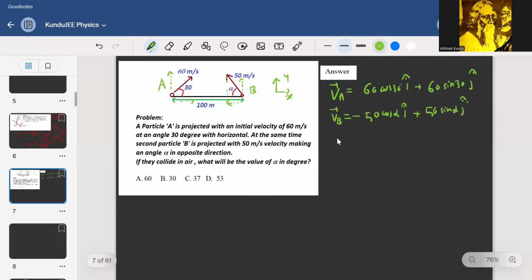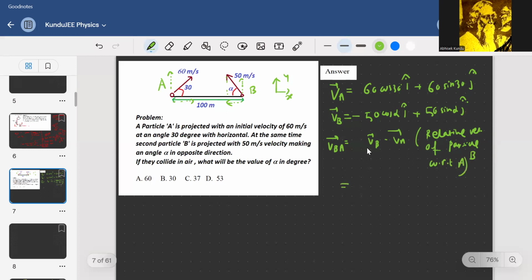Now, particle A will observe particle B moving towards it. Then only can they collide at some point of time in air. So we'll find out the relative velocity of particle B with respect to particle A. We can write that as V of B minus V of A. That is the basic relative velocity concept. Relative velocity of particle B with respect to particle A.